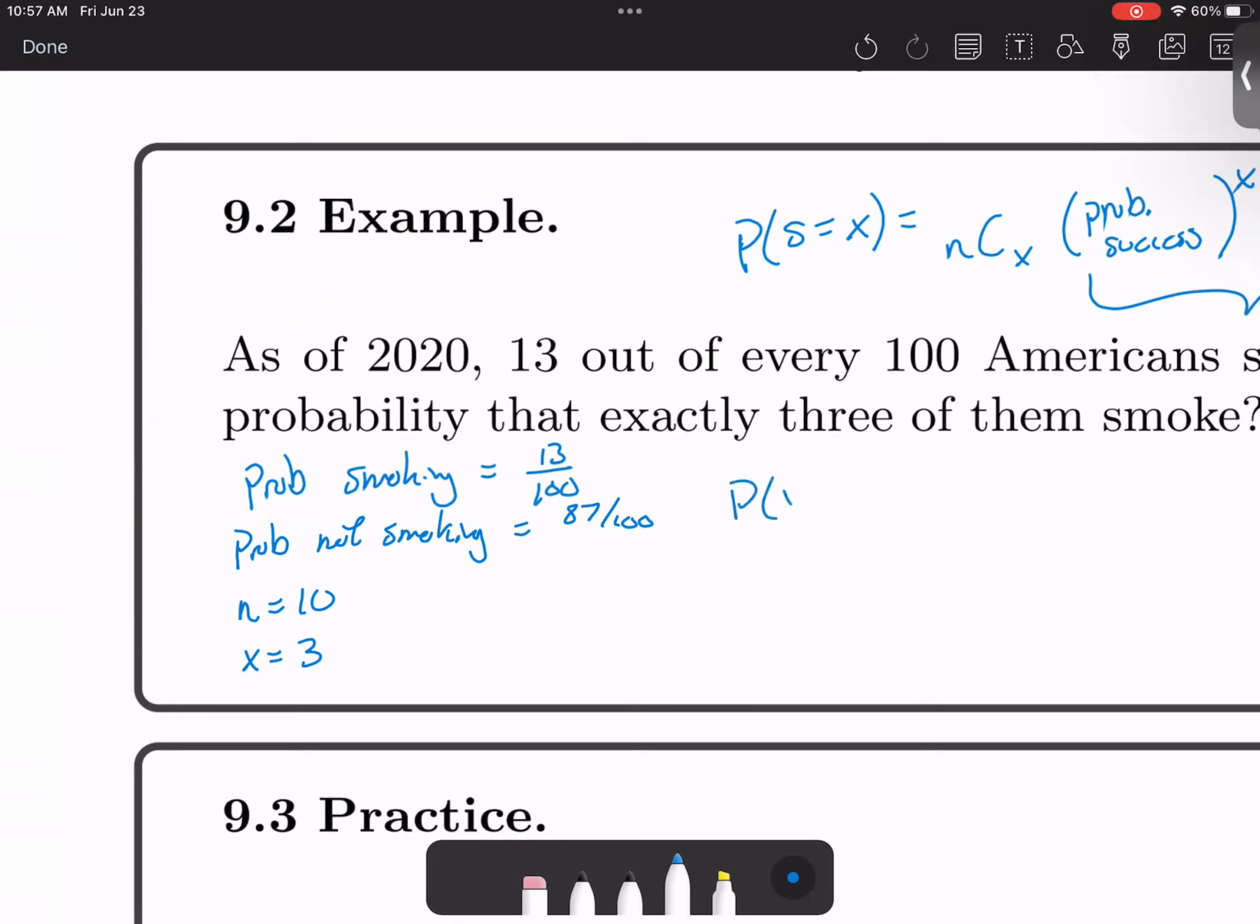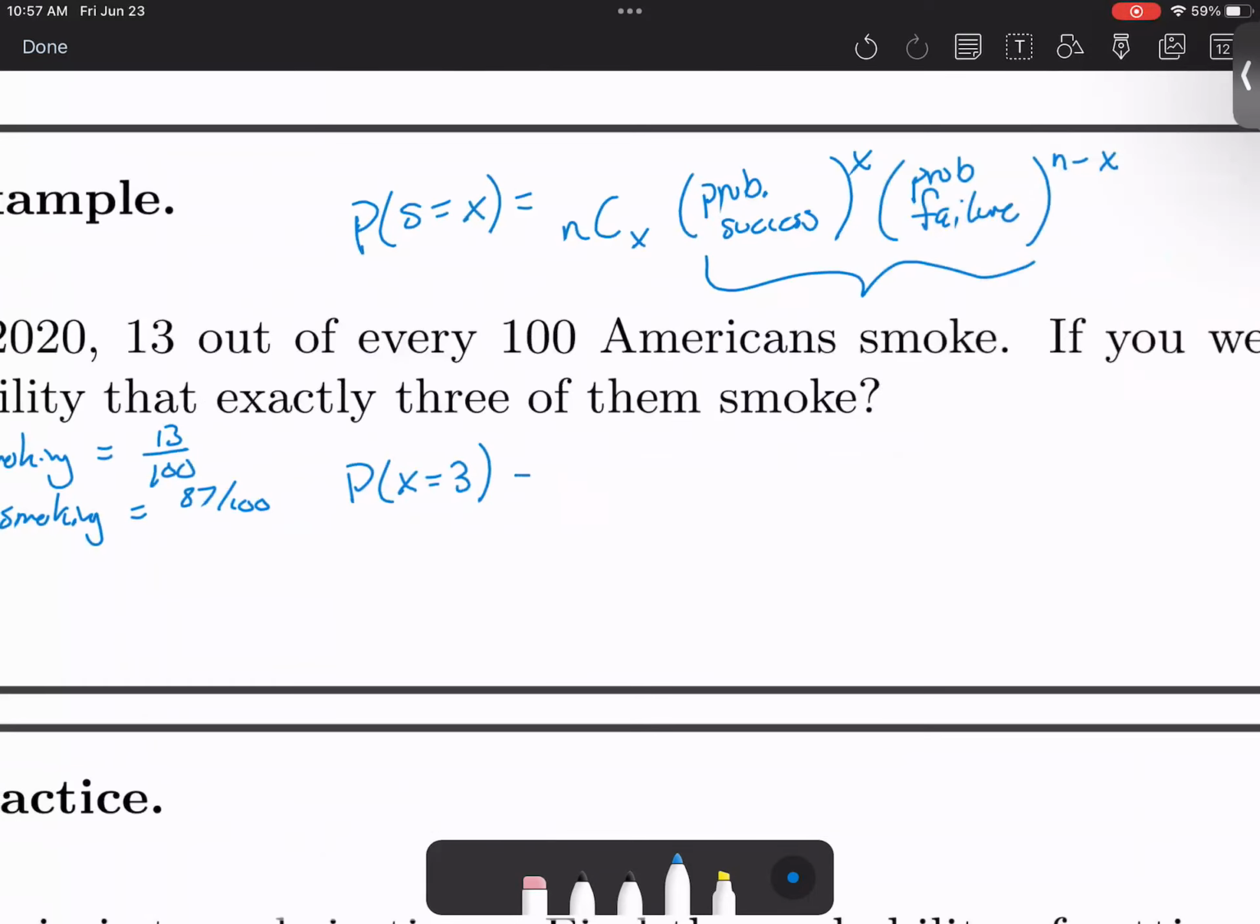So the probability of getting 3 smokers will be a smoker occurring 3 times and a non-smoker occurring 10 minus 3 times, or 10 minus 3 is 7. Right? These 2 exponents should always add to be N, the number of trials. You want 3 smokers, and you want the rest of them to be non-smokers. But again, you don't care about the order of these 3 smokers. You just want there to be 3 of them.